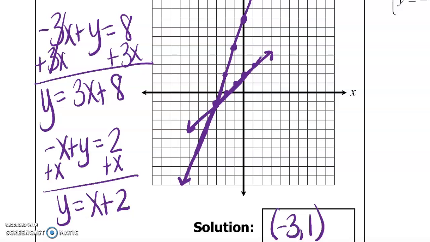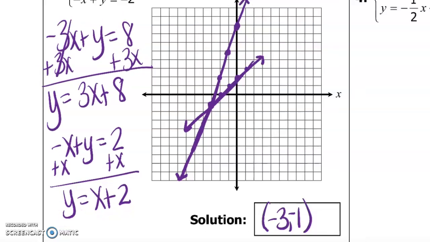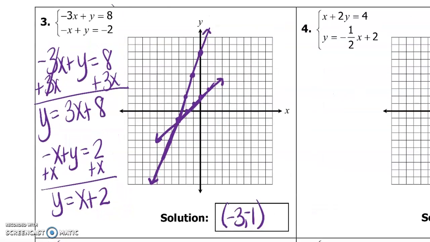Negative 3, negative 1. When you check your answer, you'll want to plug it back into the original one, just in case you solved something incorrectly down below. So negative 3 times negative 3 is 9, plus negative 1 does give me 8, so it works in the top one. A negative 3 means positive 3, plus negative 1 does give me negative 2. So you know you did that one correctly also.